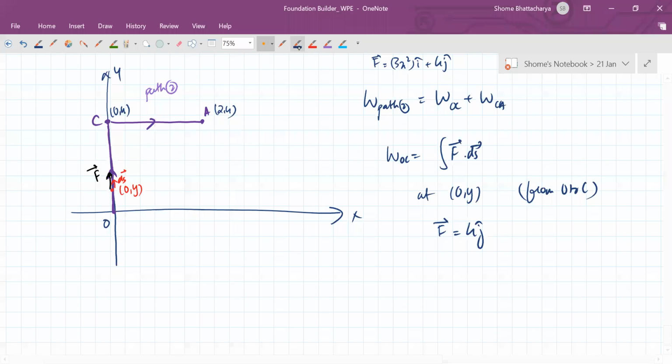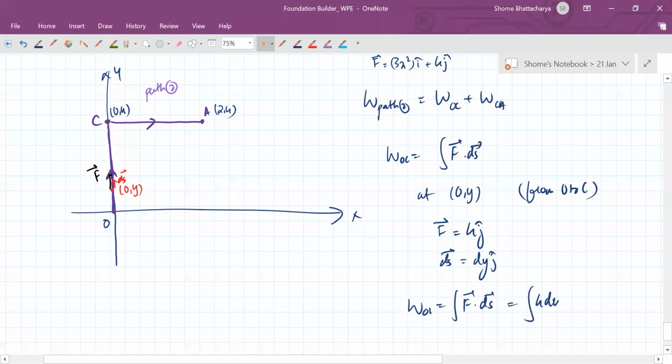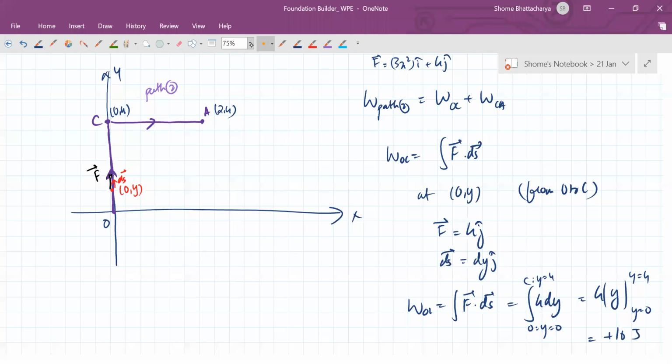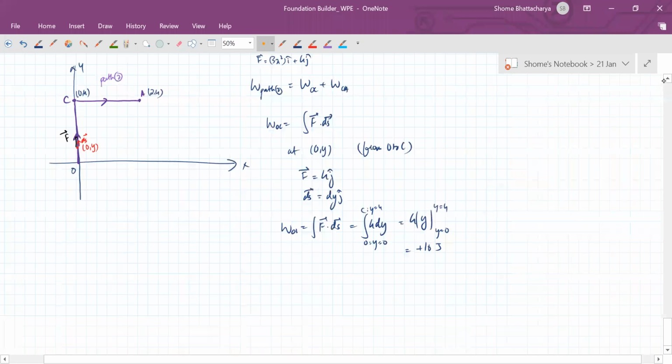Okay. So ds is dy j cap. So work done from O to C is just becoming integration of 4 dy from O to C. So that is y equal to 0 to y equal to 4. Okay. So ultimately you will get this as 16 joules. So this will be our plus 16 joules. Okay. So this time the first part of our journey is giving us 16 joules.